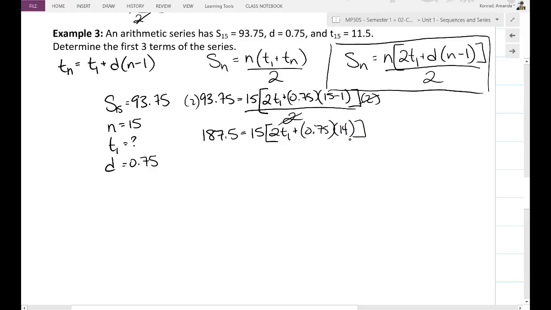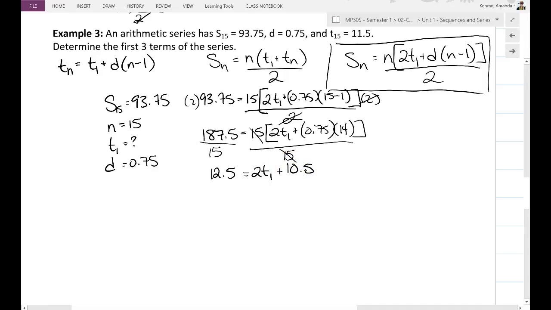All right, now the next thing I need to peel away, working my way into term 1, the next thing that's farthest out is that 15. It's currently multiplying, so to move it, I'm going to divide by 15. So now we have a much less scary number. 12.5 equals 2 term 1s, and I'm going to multiply that 0.75 by 14, which is 10.5.